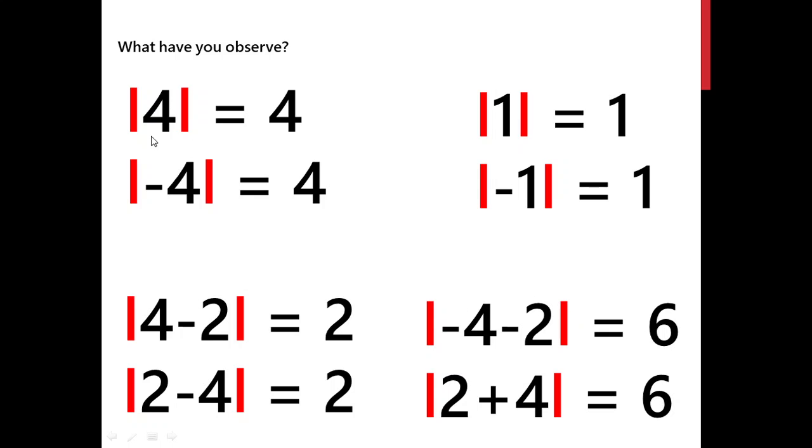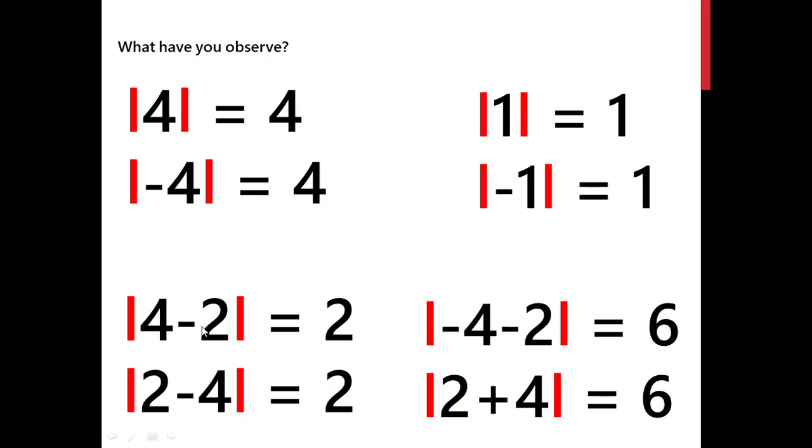Is it that any number or any integer under the absolute value yields a positive result, which is correct. So the absolute value of 4 is 4, and the absolute value of negative 4 is 4. Same goes here. The absolute value of 1 is 1, the absolute value of negative 1 is also 1. So the absolute value of two opposite integers will result in the same value.